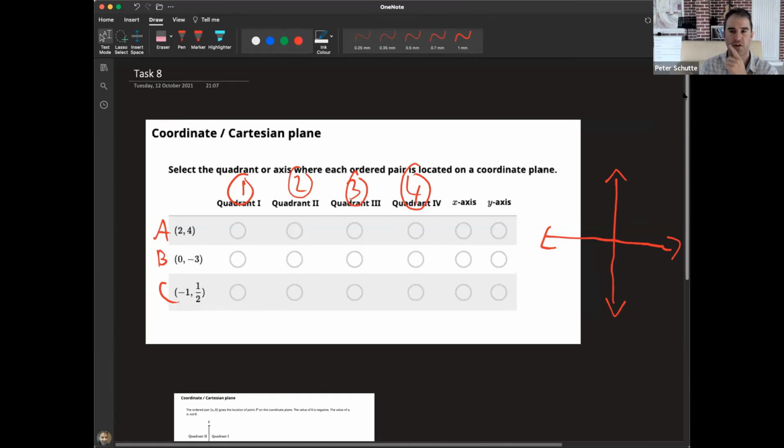Cool. Lutando, I totally get you. I got that. So which quadrant or which axis is each of these points going to fall on? Take a moment to think about it.